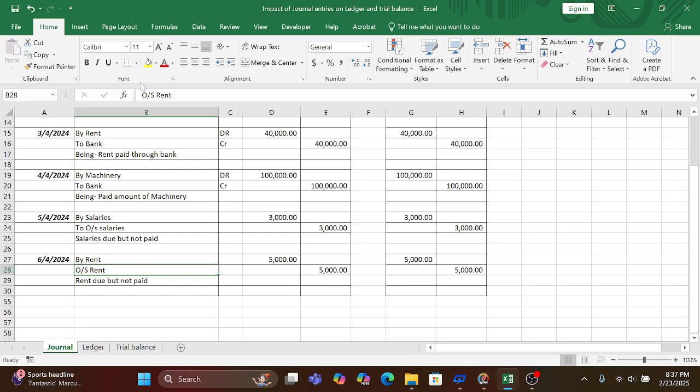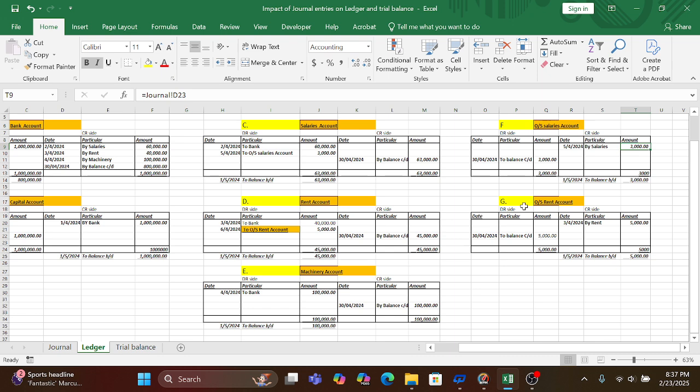So here I have shown that rent account debit to outstanding rent, and in an outstanding rent account I have shown "by rent", that's 5,000 rupees.